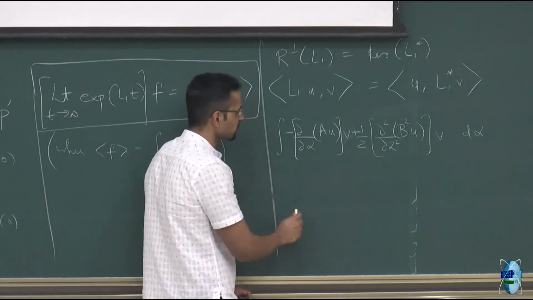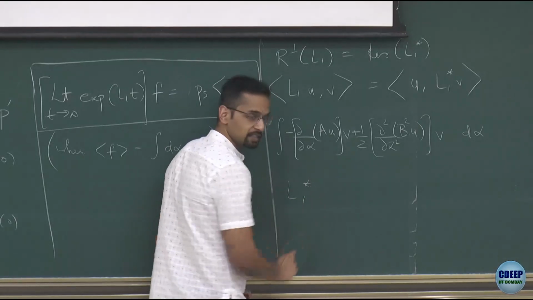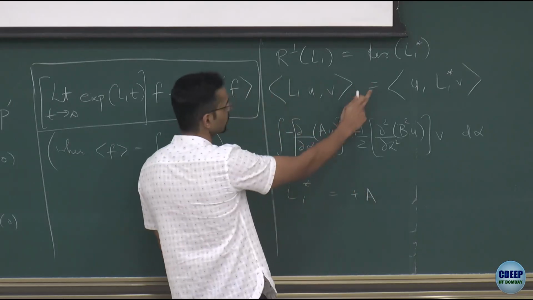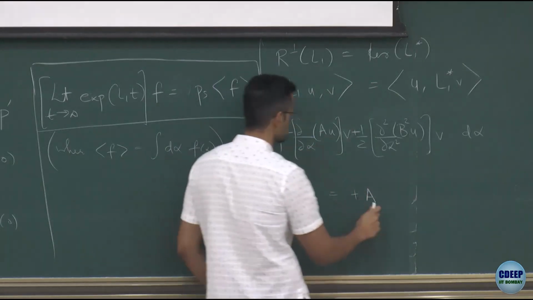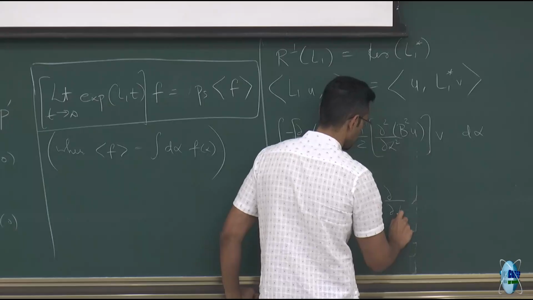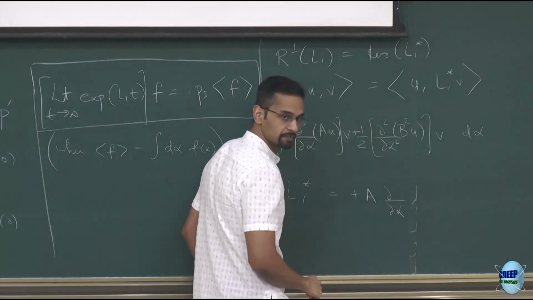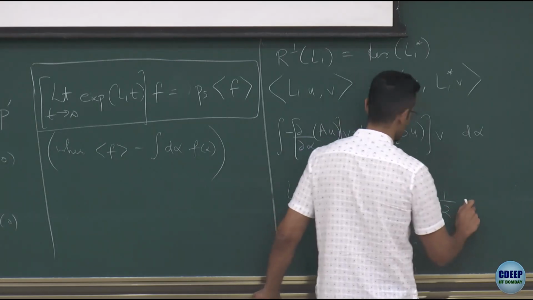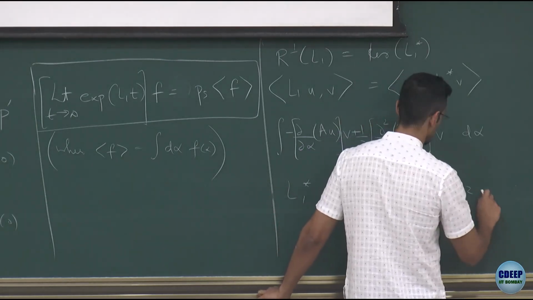We do simple integration by parts, and you should be able to show that L1 star will turn out to be plus, instead of minus on the convective operator, you get plus. And A will pop out. And the other term will have plus only because there are two derivatives. But now the B square will sit outside.